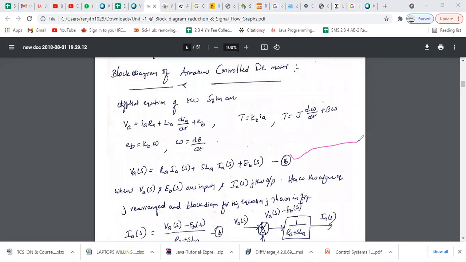What are the inputs available in equation 5? Applied voltage and back EMF. Right? So what is one more variable present here? EB of S and VA of S are two variables. We have one more variable in this equation. What is the variable? IA of S, which is nothing but the output.